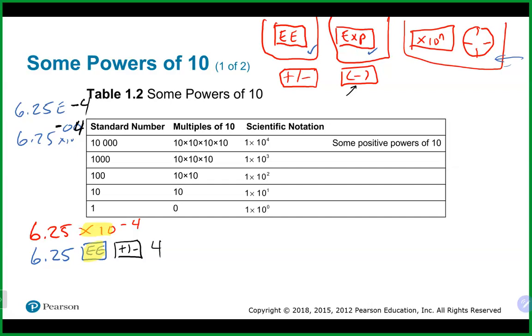At no time should you be using the multiplication button. You should not be using the log button if you're simply putting a number in scientific notation into your calculator. Any questions on that there?